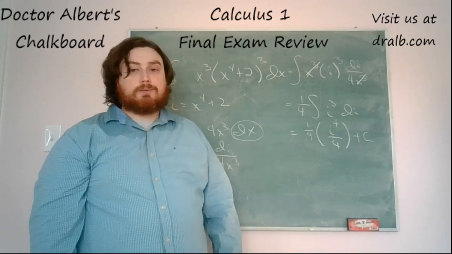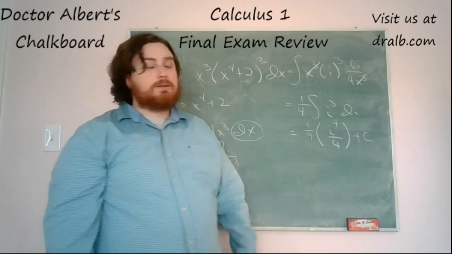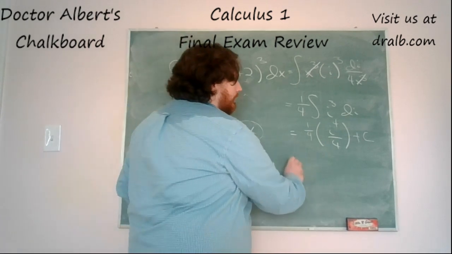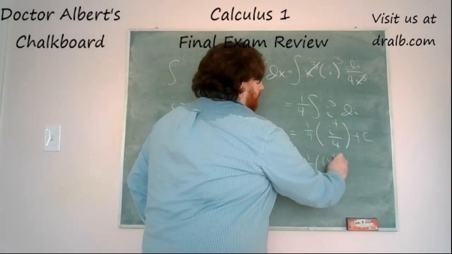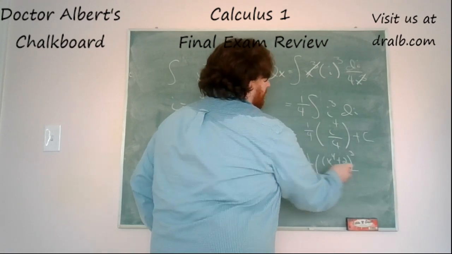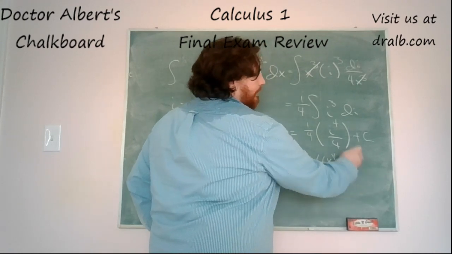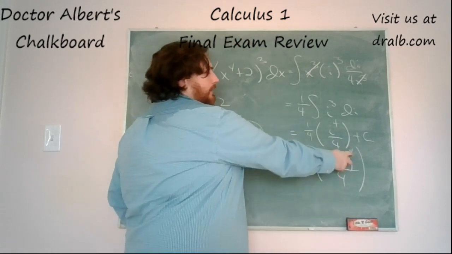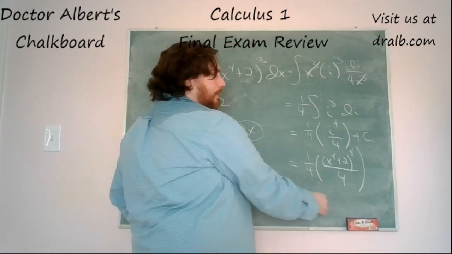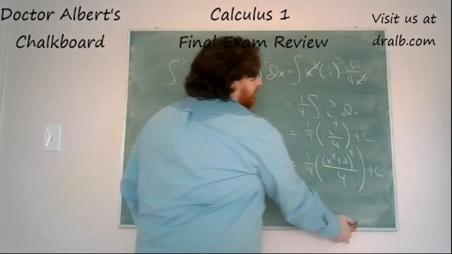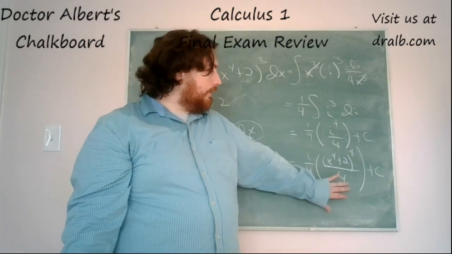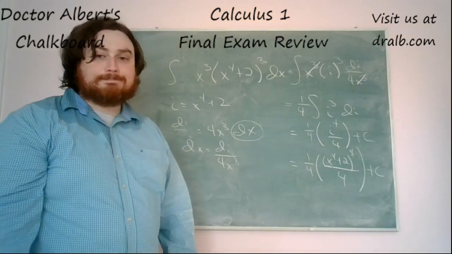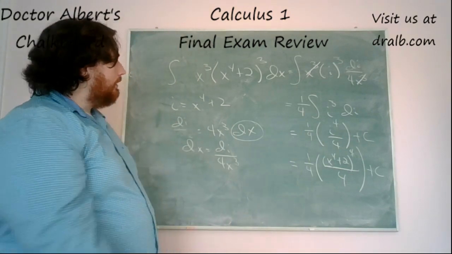It is now just u to the 4th over 4. The last thing I need to do is plug in u. So I get 1/4 times (x to the 4th plus 2) to the 4th over 4, plus c. So my antiderivative is going to be 1/4 times (x to the 4th plus 2) to the 4th all over 4, plus c. All right.